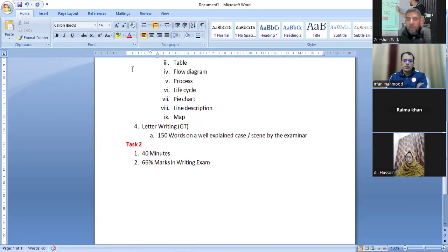So now when you talk about task number 2 of IELTS writing exam, that is of 40 minutes and contributes 66% marks, this is common and similar for both academic and GT students. टास्क नंबर 2 जो कि 40 मिनट का टास्क है आइल्ट्स के राइटिंग एग्जाम में, ये कंबाइन है, एक जैसा है एकेडमिक एंड जीटी दोनों स्टूडेंट्स के लिए. So if we talk about this specific task, then it is known as essay writing.